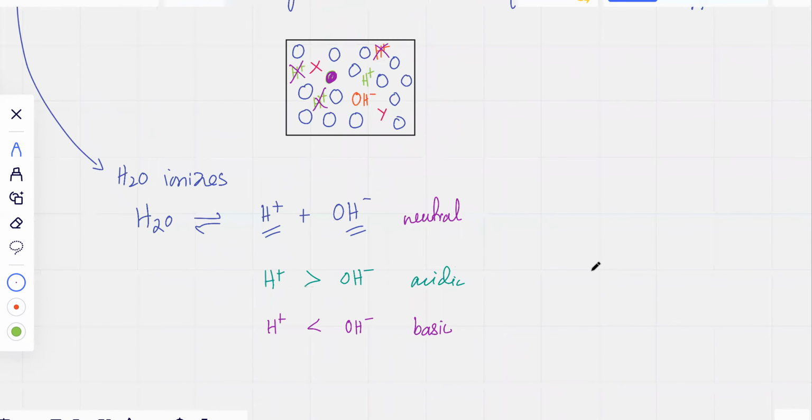But otherwise it's neutral, right? Otherwise it's neutral. Water ionizes. If one water molecule breaks, it produces one H plus 1 and one OH ion. But if you add a molecule of acid to this water, the quantity of H plus 1 increases.